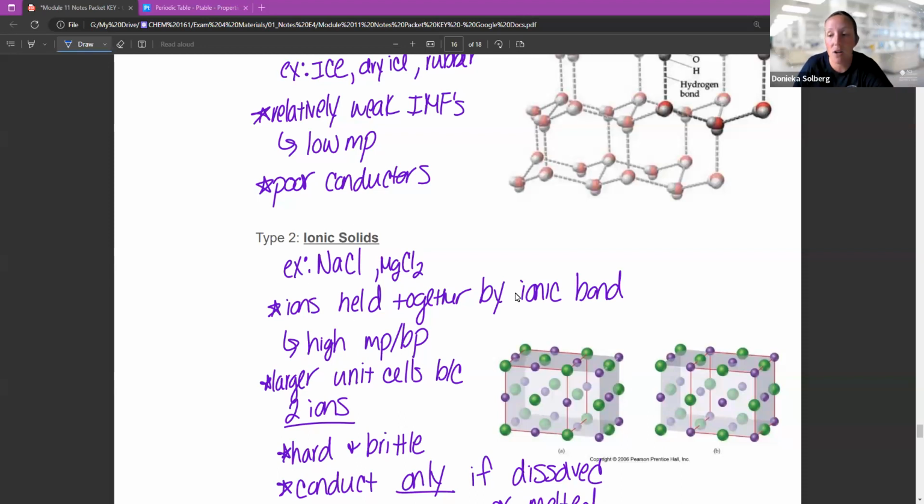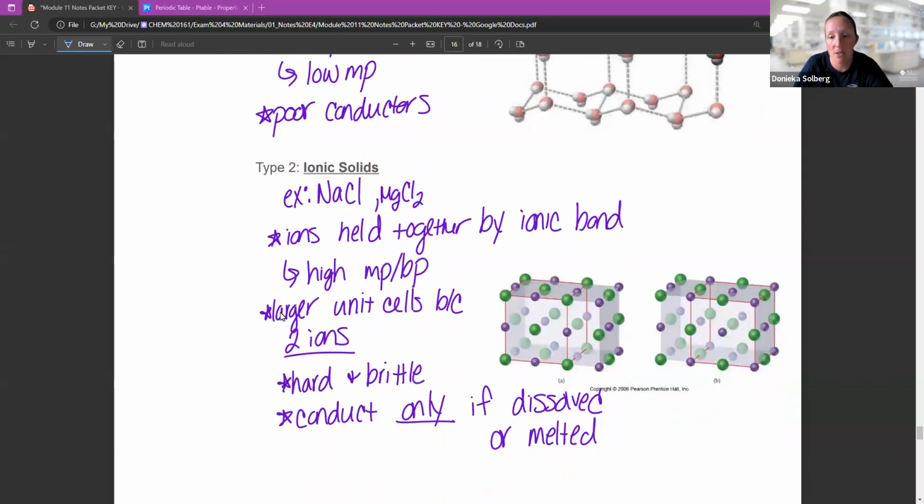So the ions are held together by those ionic bonds. They have high melting and boiling points. They actually have large unit cells because there's 2 ions. So if you're taking into account all of the ions, that unit cell is actually quite large. They are hard and brittle because of these unit cells. If you break it, you're actually breaking it along the axis of a unit cell. So that's why they crack and break instead of just smooshing.